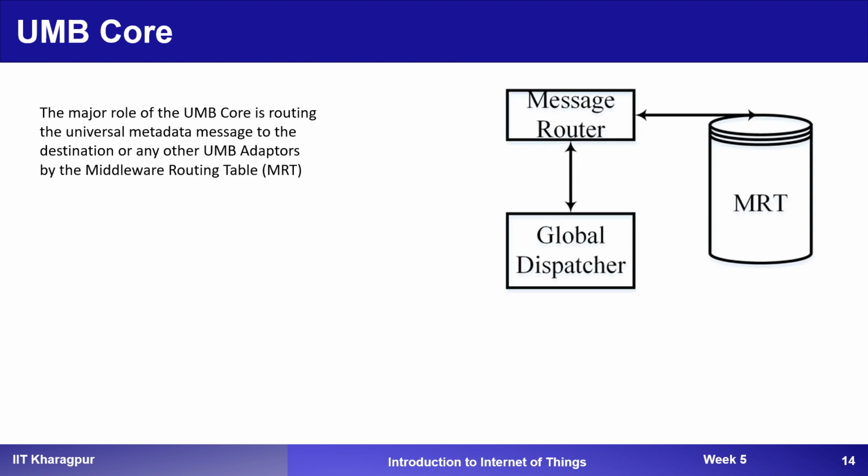So we also need to route the data from one device to another device. UMB core is responsible for this. The major role of the UMB core is routing the universal metadata message to the destination or any other UMB adapter by the middleware routing table. One routing table is maintained, which is called the middleware routing table. By using the information stored in the middleware routing table, the data is routed.